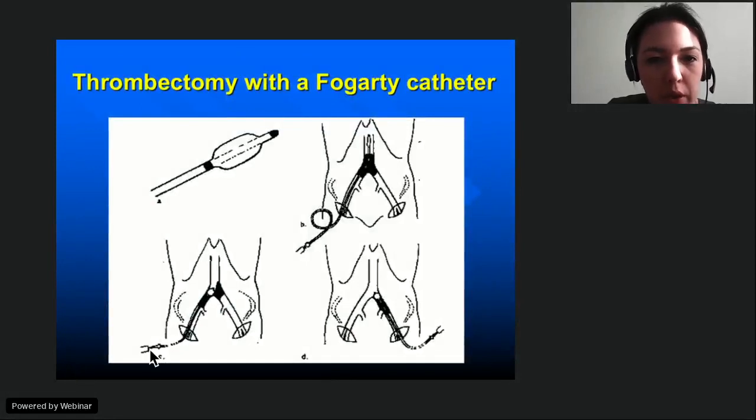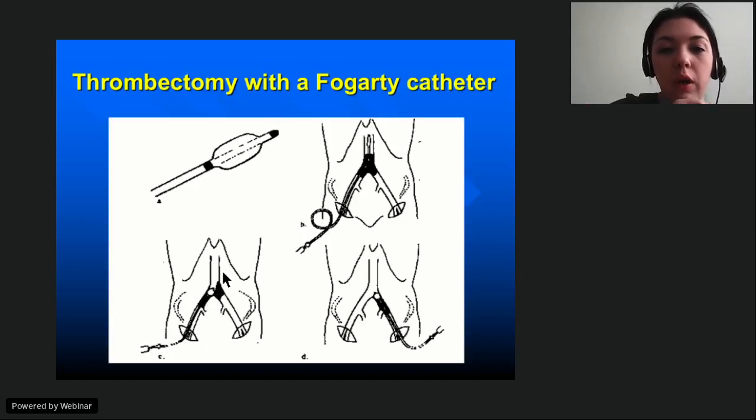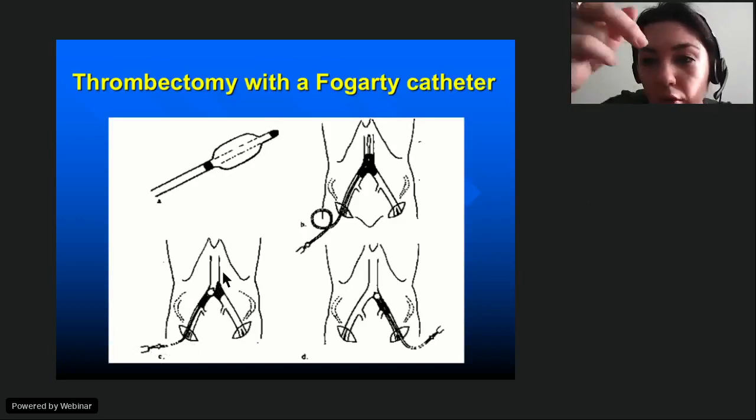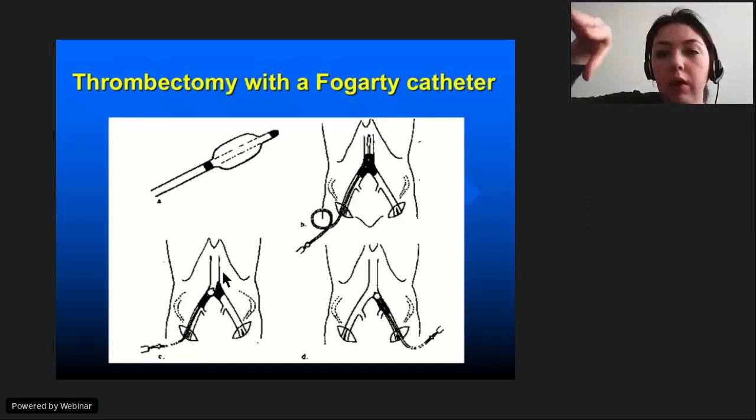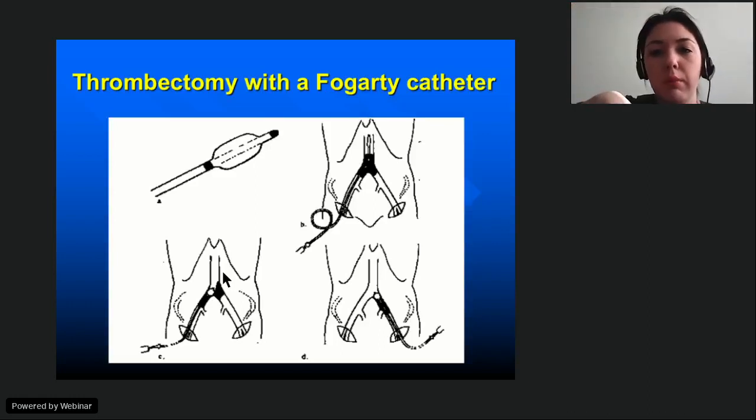And yes, here you can see a technique of thrombectomy with the Fogarty catheter. So we enter, for example, there is a clot somewhere in the common iliac artery. We enter through the femoral artery with a special introducer, yes. We reach the clot, we pierce the clot, and we reach the end of it, certainly under the X-ray assistance, maybe ultrasonography assistance, usually X-ray with a contrast agent, yes.